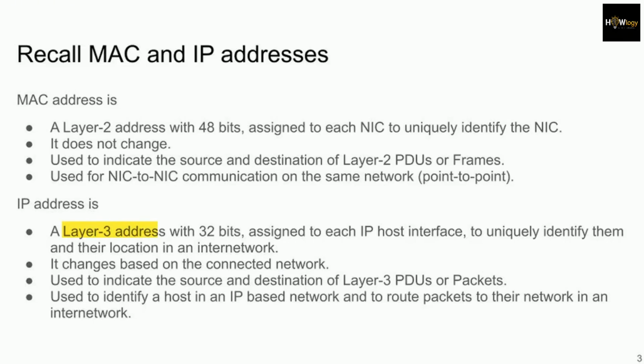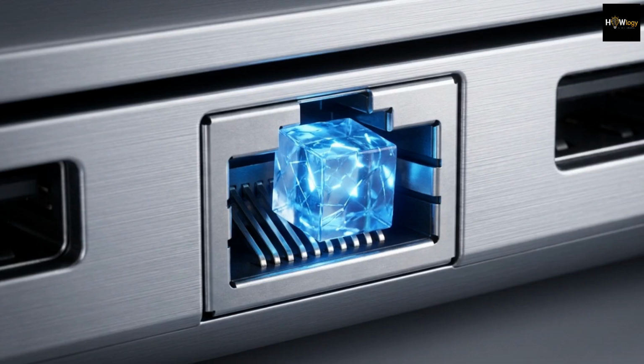At the bottom, IP addresses operate at layer 3, navigating the broader internetwork. At the top, the MAC address operates at layer 2, a permanent 48-bit physical fingerprint burned into your network card for local point-to-point delivery. Here is the functional hurdle.